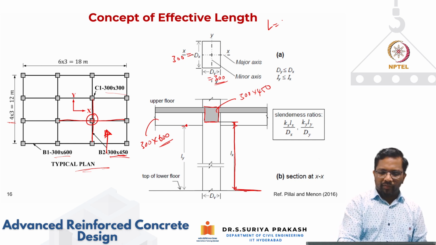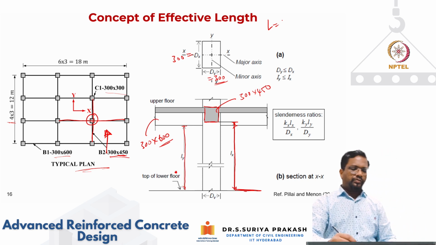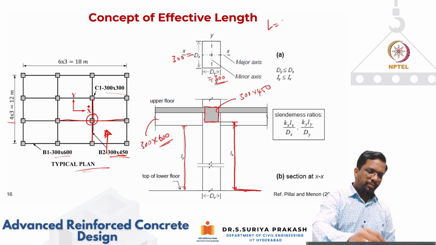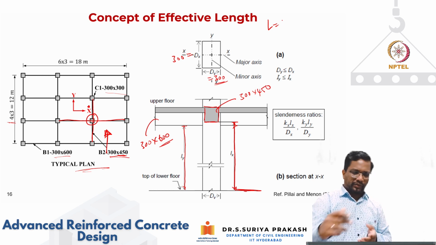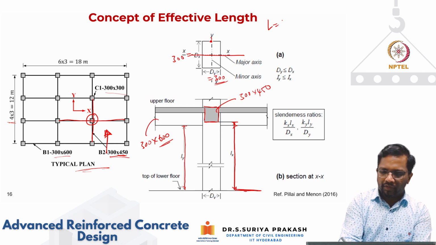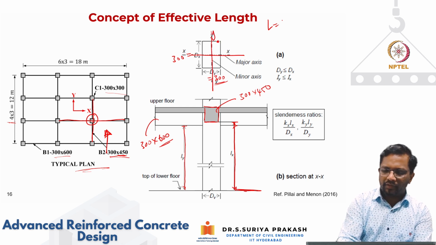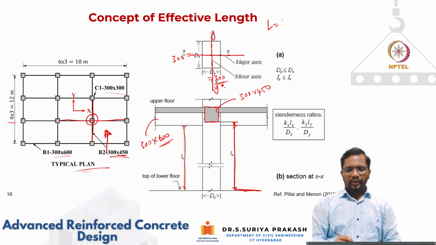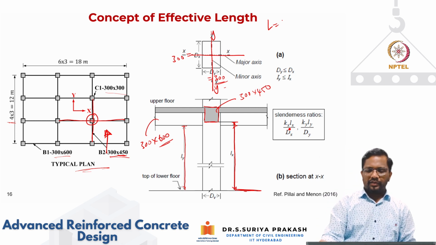Similarly, Ly will be from here to here, which is going to be about bending about the y-axis. Because this is your x-axis bending and this is your y-axis bending, right? So you can calculate slenderness ratios kx times Lx by dx and ky times Ly by dy.